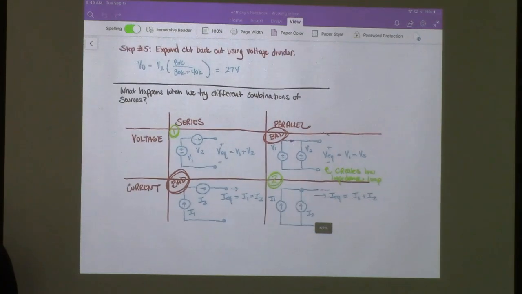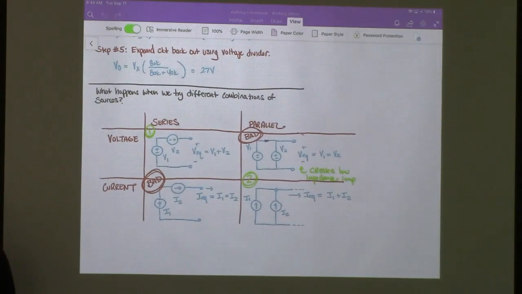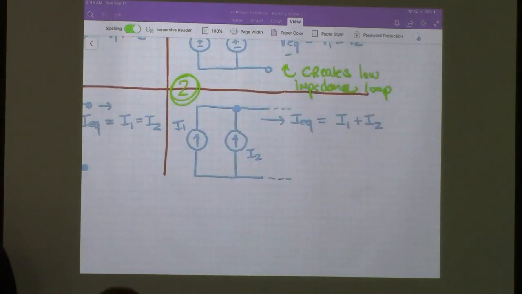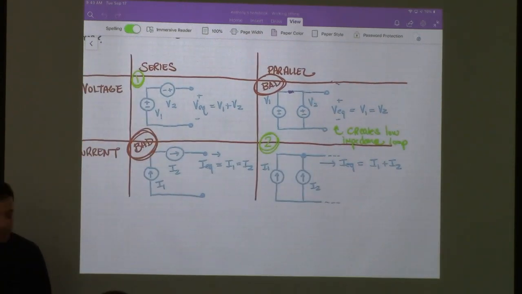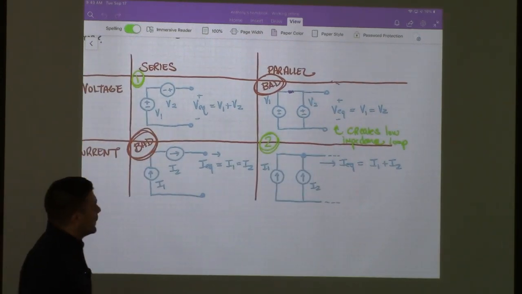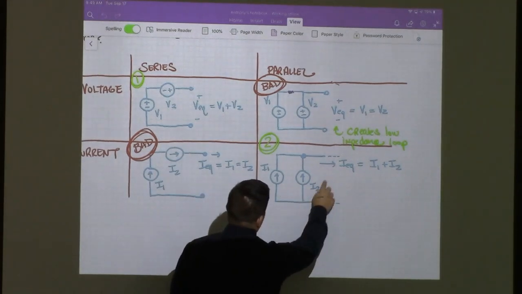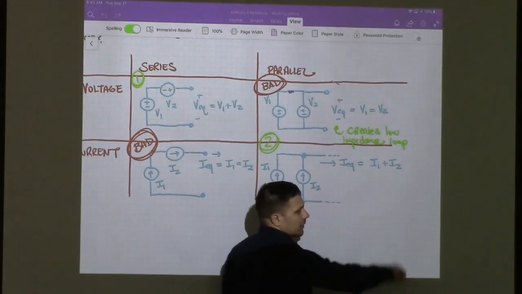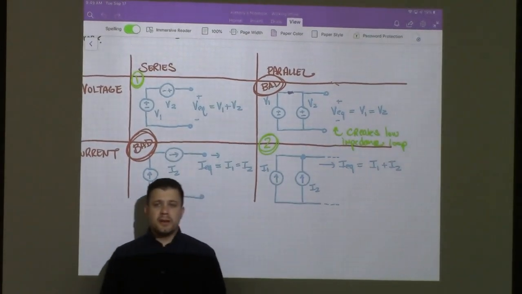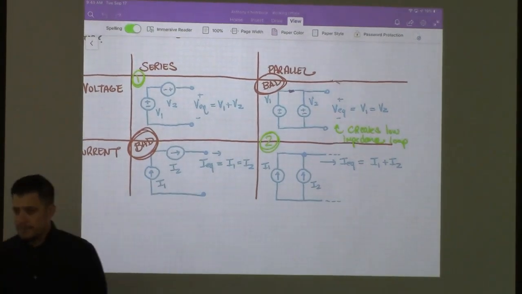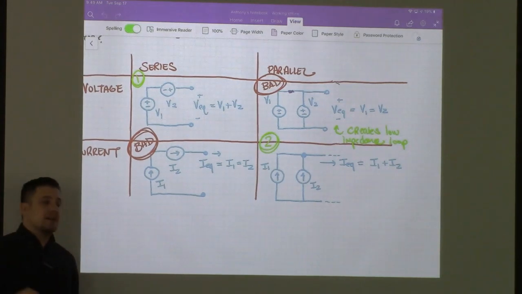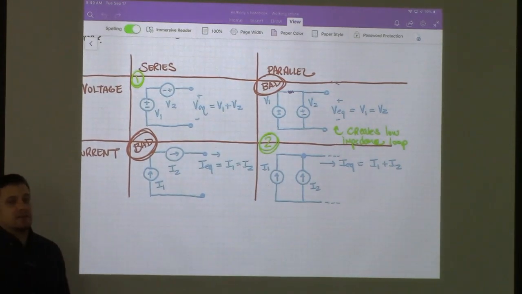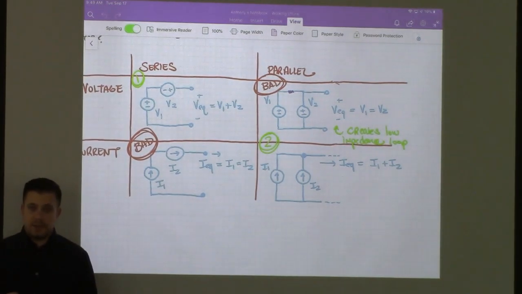So next, let's look at parallel combinations of current sources. We know that when we have parallel combinations of current sources, which is the bottom right-hand corner, I1, I2, the I equivalent is equal to I1 plus I2. Now, the reason why I talk about the other two cases last is because they are ones that don't make sense physically.